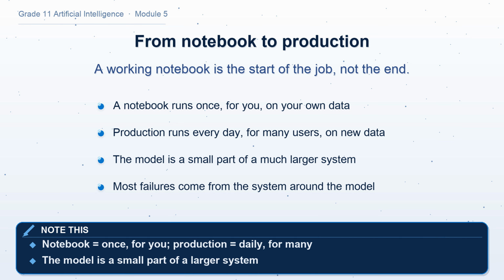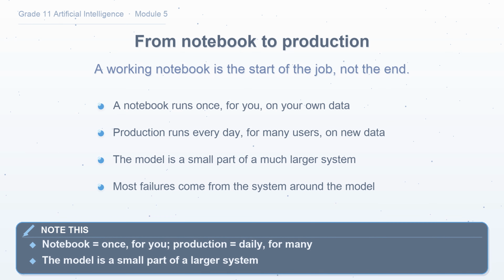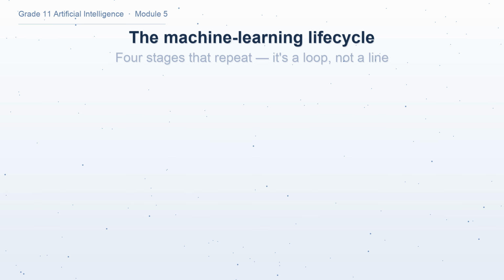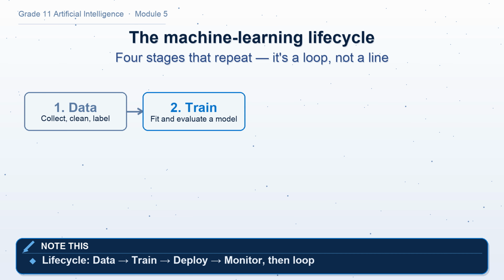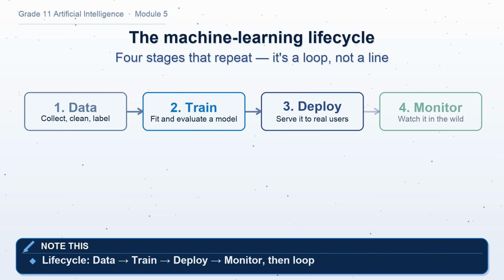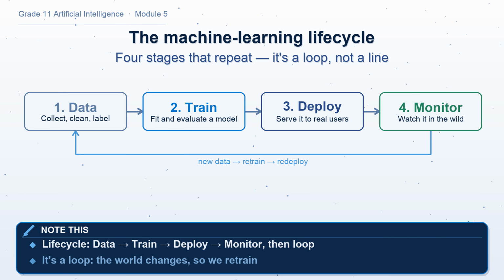To manage all of that, we follow a life cycle. A model in production moves through 4 stages over and over. First, data. We collect it, clean it, and label it. Second, train. We fit a model and evaluate it honestly. Third, deploy. We serve that model so real users can reach it. Fourth, monitor. We watch how it behaves in the wild. And this is a loop, not a straight line. The world keeps changing, so fresh data flows back to the start, the model is retrained, and we redeploy.